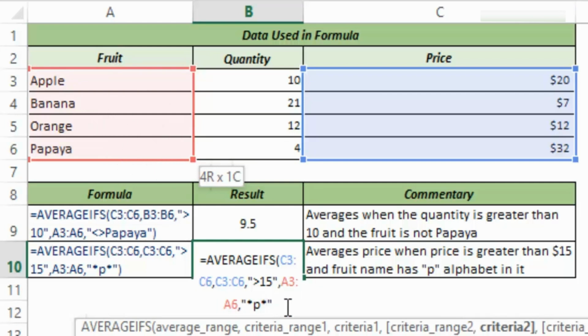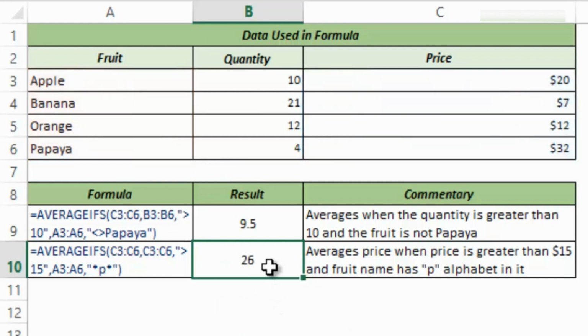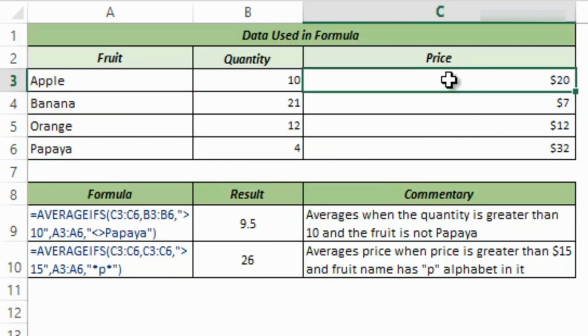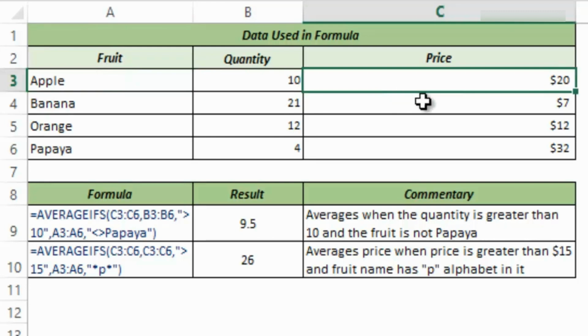So now when I close this and I hit Control Enter, this gives me 26. Now let's see how it worked. It goes here to the price point 20 and it checks for the condition. The first condition is that the price should be greater than 15, which is true, and the second condition is that the fruit name should have the alphabet P in it, which is again true. So this is taken into consideration for average.